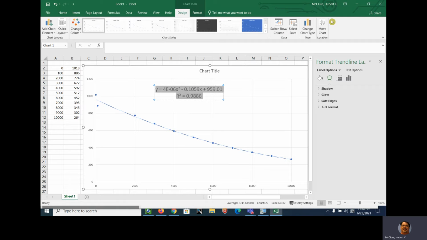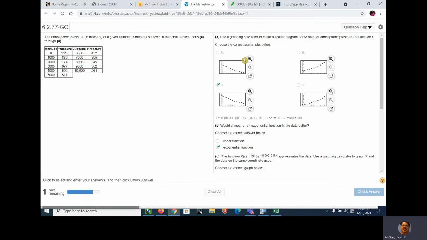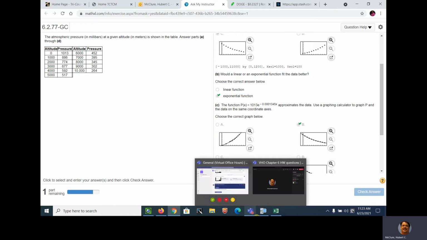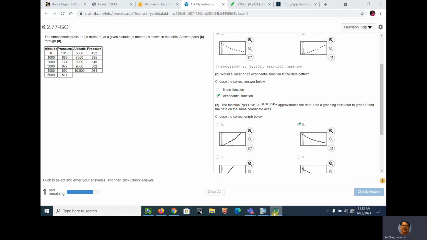That's polynomial, but let's see. You know they got the pictures right here. Let's see. Exponential. Okay, they want exponential, so we'll go with the exponential since we're in the exponential section. We'll go back to the spreadsheet and change it to exponential.